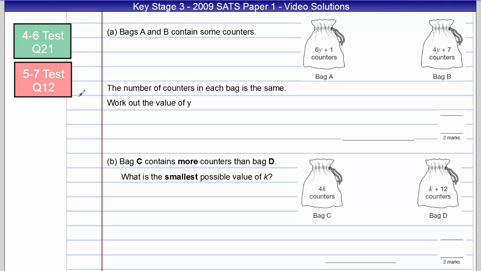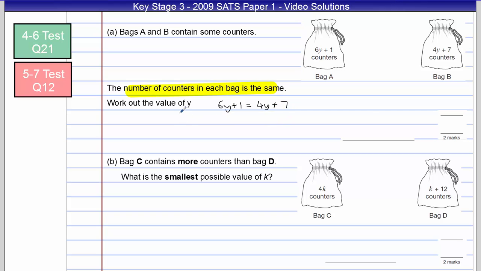Question 21 on the 4-6 test, question 12 on the 5-7 test. Part A says bags A and B contain some counters. So in this one we've got 6y plus 1 counters, and in this one we've got 4y plus 7 counters. The number of counters in each bag is the same. Work out the value of y. Well, if this is the amount of counters in this bag and this is the amount in this bag, then these two expressions here must be equal because there's the same number in each bag. So that allows us to form an equation that says 6y plus 1 equals 4y plus 7.